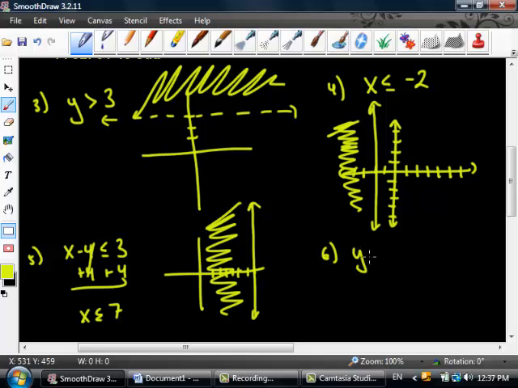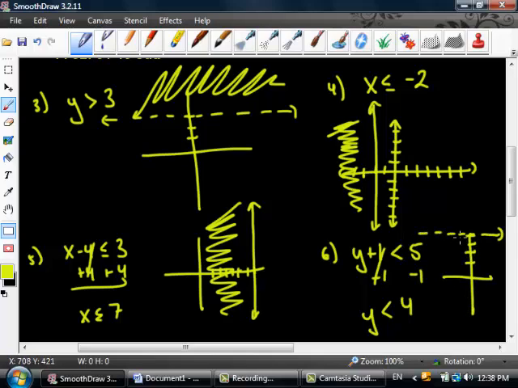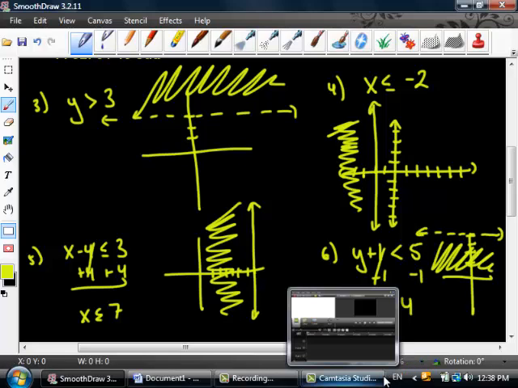If I say y plus 1 is less than 5, what do I need to do before I graph this thing? Joshua, what do I need to do before I graph number 6? Subtract 1. Y is less than 4, so you have your graph that is up 4, it's a dotted line, and it's shaded below. Yeah? We good, everyone? Cool.